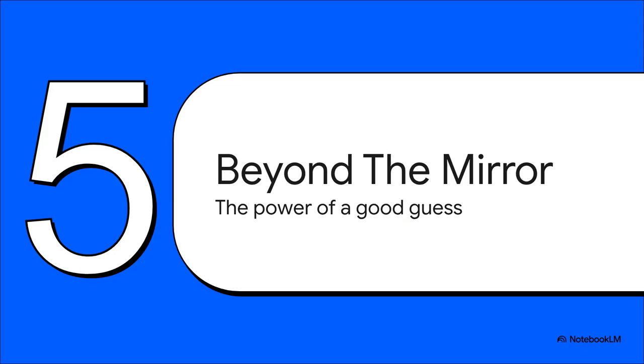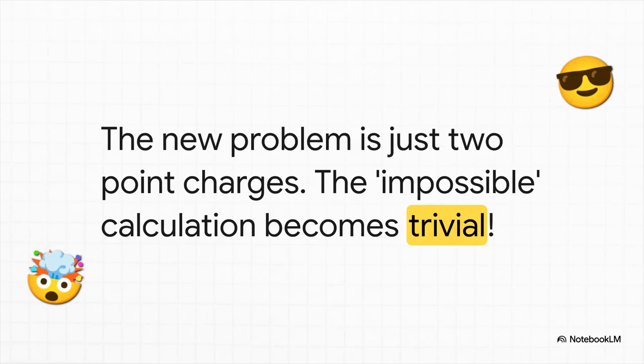So, now that we've got our simplified, mathematically approved problem, what's the payoff? Well, this is the best part. Now we get to see the real power of making a good guess. Remember the original problem? The whole reason it was so hard was that messy, unknown smear of charge on the plate? But now, we just have two simple point charges in empty space.